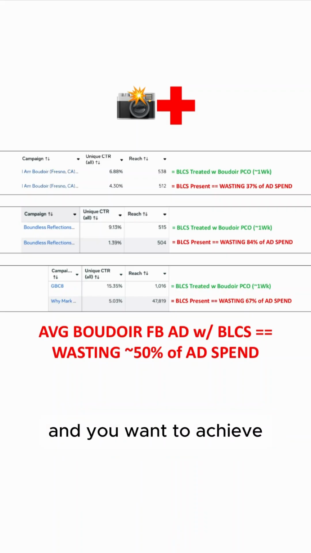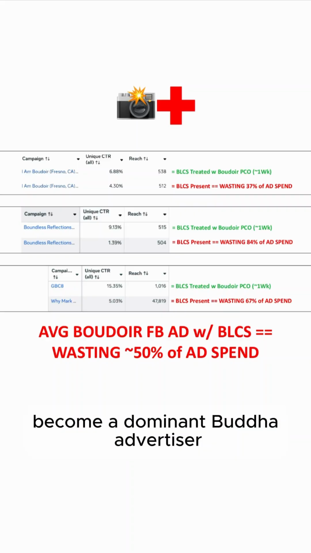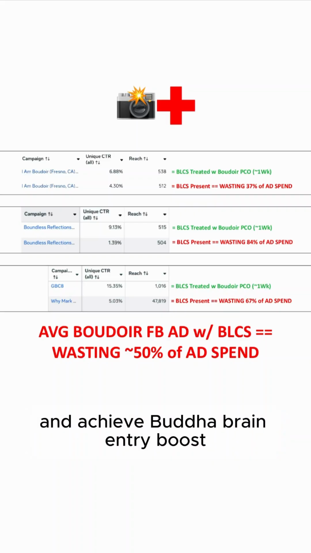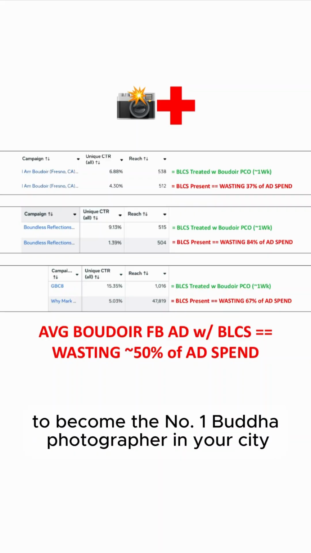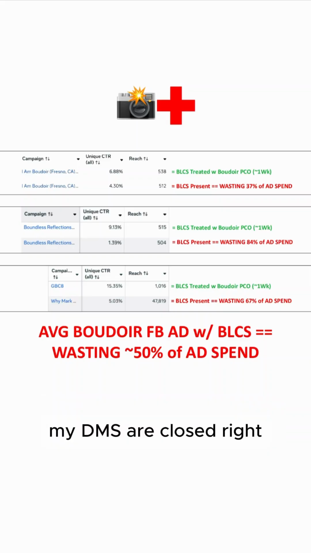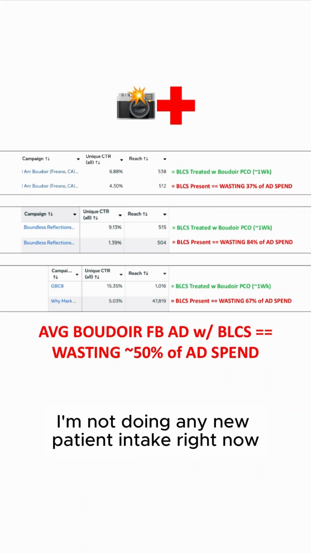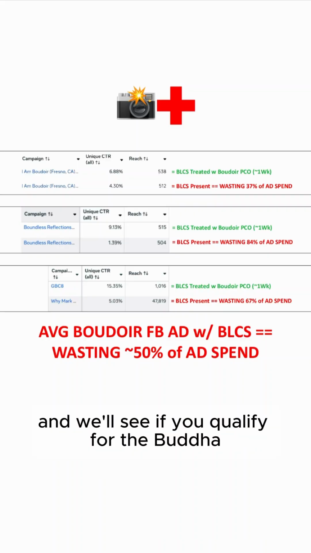And if you want to achieve pre-click alignment in your boudoir Facebook ads, become a dominant boudoir advertiser, and achieve boudoir brain entry boost, because you need that on your path to become the number one boudoir photographer in your city, then shoot me a DM when I open for new patient intake. My DMs are closed right now. Yeah, not doing any new patient intake right now, but when I do open it, shoot me a DM and we'll see if you qualify for the Boudoir Pico treatment.